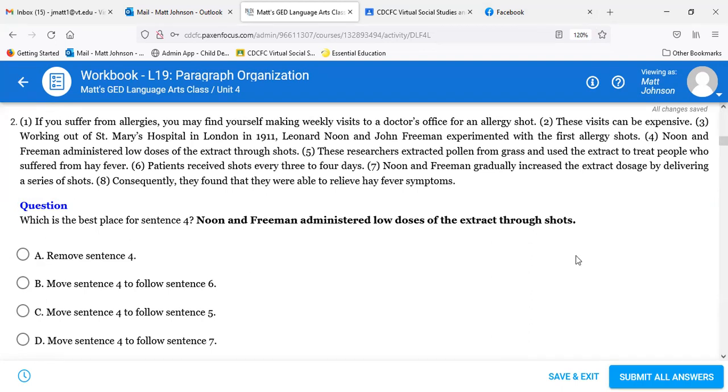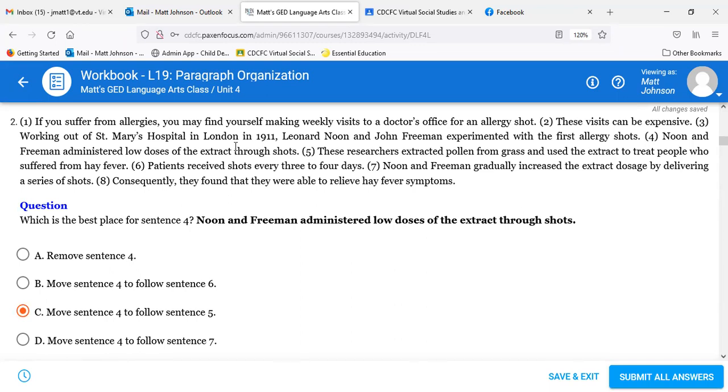It's C. So we're going to move the sentence to follow sentence 5. So we're dropping it down below. Thinking about if we start with sentence 3, working out of St. Mary's Hospital, London, 1911, Leonard Noon and John Freeman experimented with the first allergy shots. Then these researchers extracted pollen from grass and used the extract to treat people who suffered from hay fever. And back to sentence 4, Noon and Freeman administered low doses of the extract through shots.